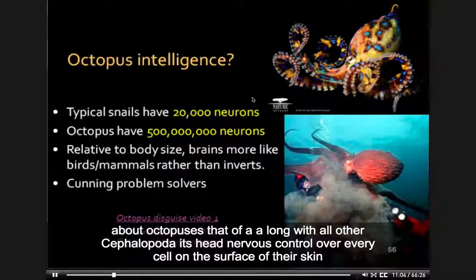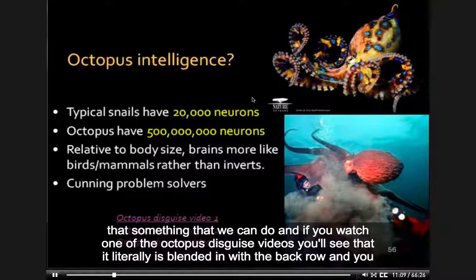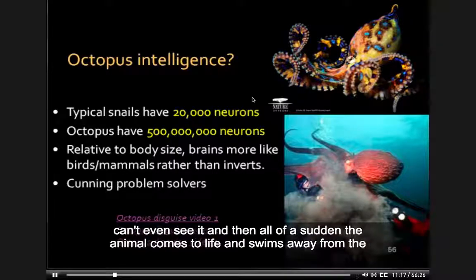Another really interesting thing about octopus is that they, along with all other cephalopods, have nervous control over every cell on the surface of their skin. That's something that we can't do. And if you watch one of the octopus disguise videos, you'll see that it literally is blended in with the background. You can't even see it. And then all of a sudden, the animal comes to life and swims away from the camera.